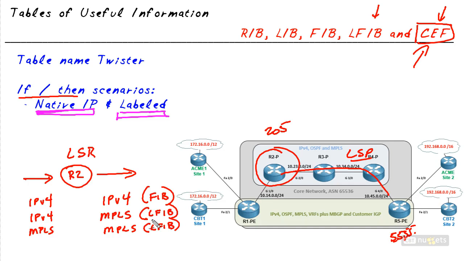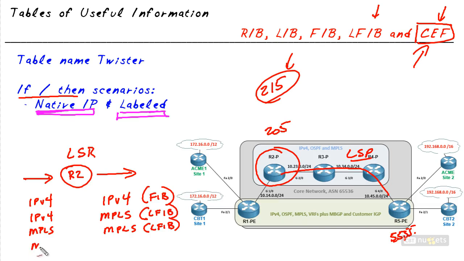Now another possibility would be this. What if R2 gets a packet? It's an MPLS labeled packet, and it's labeled 215. If R2 doesn't have label 215, that's not his local label, he didn't source it, he didn't advertise it, he didn't tell anybody about it, but yet he's receiving it, what is he going to do? Well, in IPv4, what are you going to do with a packet if you don't know what to do with it? You're going to drop it. So in a scenario where we're receiving a labeled packet and we don't have any forwarding information for that label, we're going to go ahead and drop it.